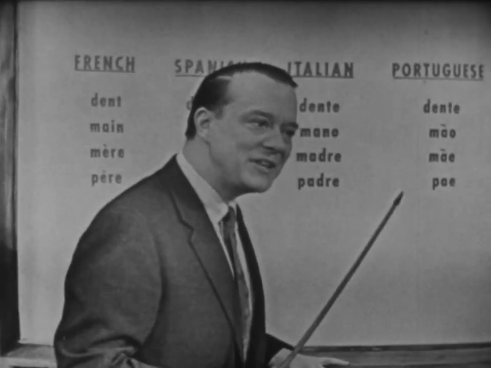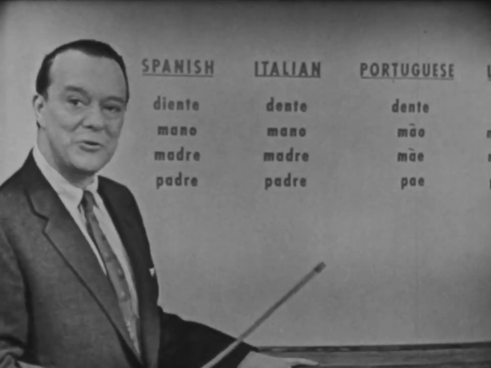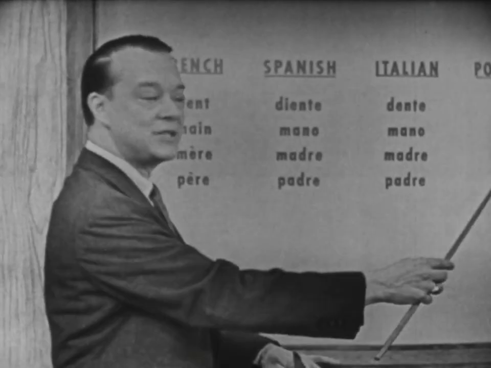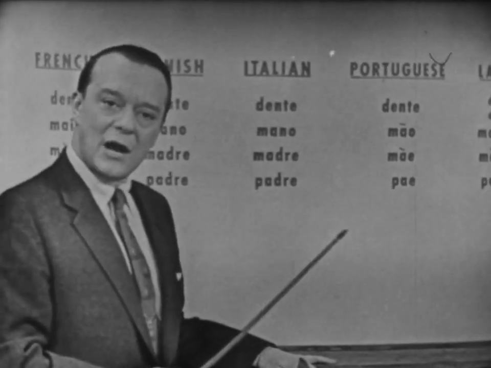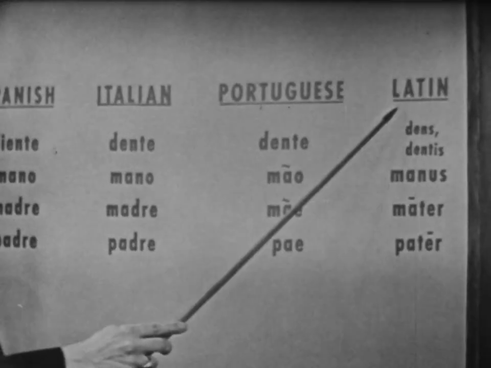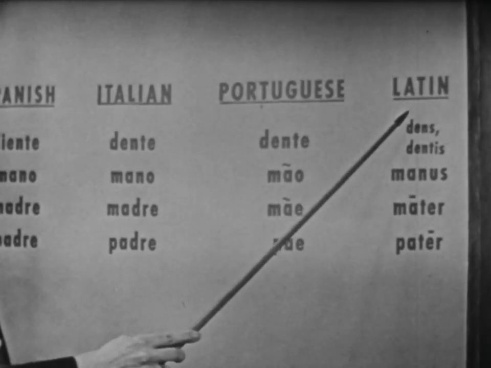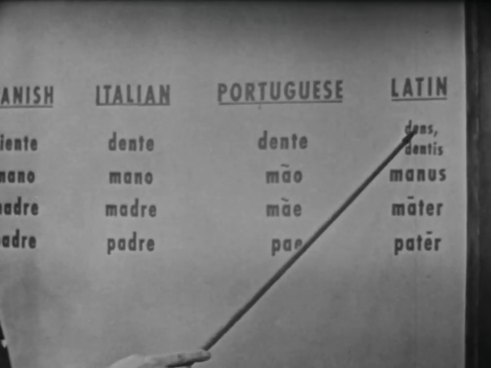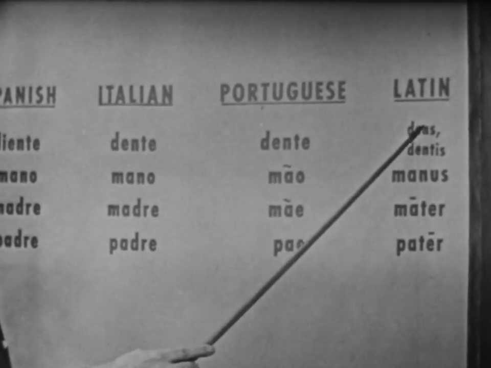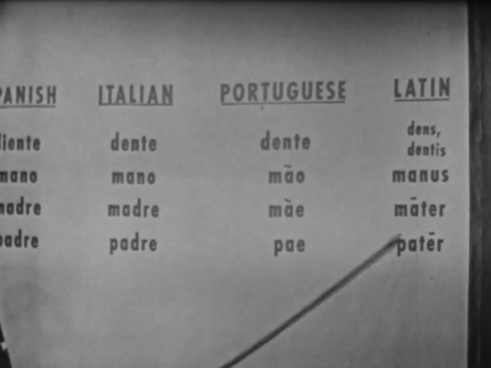Now, here is the thing that we knew. Scholars knew that all of the Romance languages came from Latin. In other words, it was known historically that it was Latin that was the parent of all of these languages. Now, here are the words in Latin: dens, dentis, for tooth, the nominative and the genitive; manus for hand; mater; and pater.